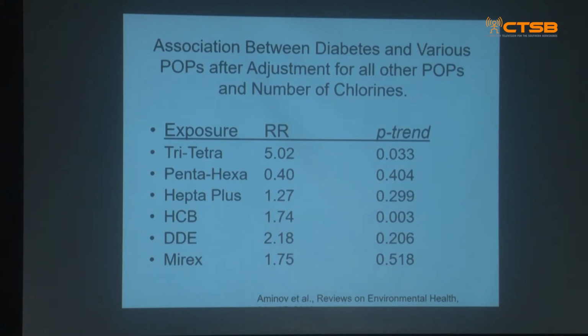That strongly suggests that inhalation of PCBs is the risk factor. Now, I should talk about the P for trend. If that number is greater than 0.05, that means it's not significant. So no significant association with high chlorinated PCBs. There is an association for hexachlorobenzene, but it's not nearly as striking as that for the 3 and 4 chlorine PCBs, where you had a 5-fold risk.